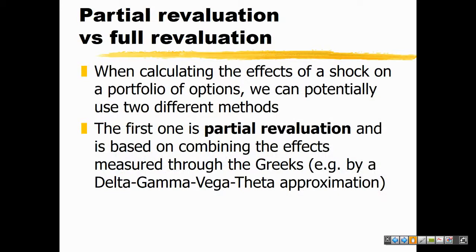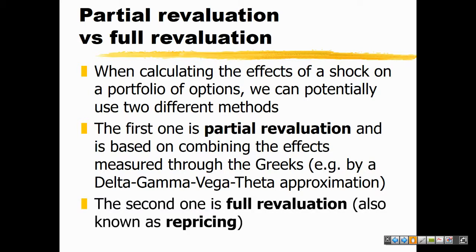The last thing that we have to say on the Greeks is to explain how you can use them potentially, and which are the potential limitations in assessing the effect of multiple shocks together, of price of the underlying, volatility and time. Because when you do that, which is something that is important for traders, but is also important from a risk management perspective, you can have potentially two different methods. The first one is called partial revaluation. The second one is called full revaluation or repricing.